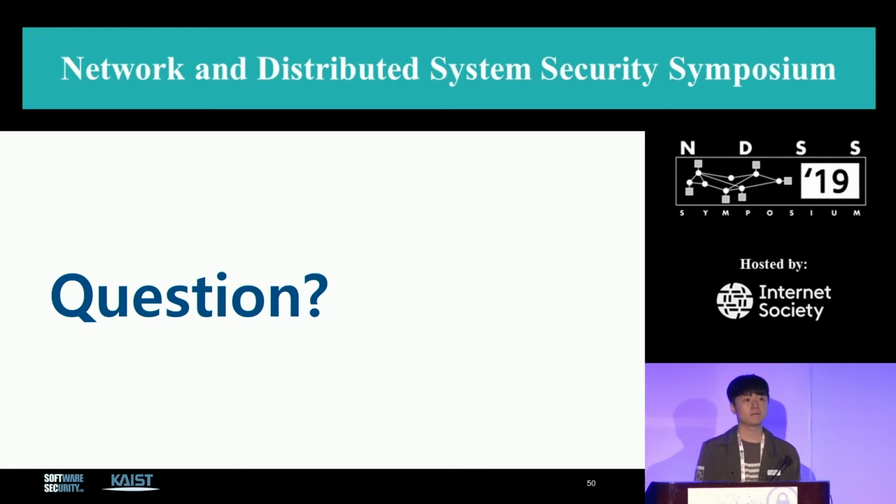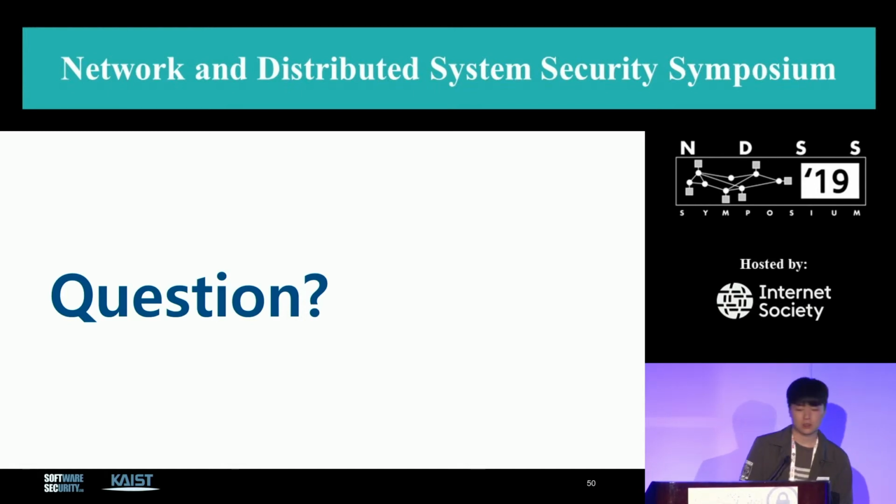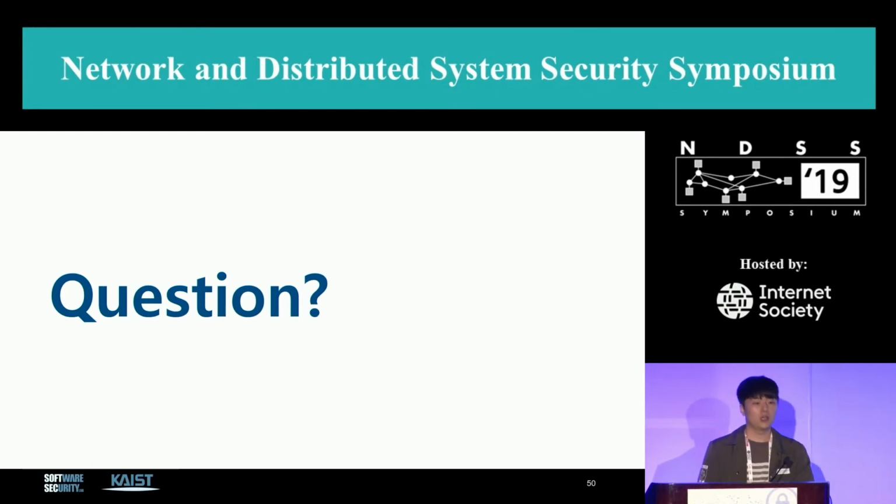Bo from Northeastern. I'm wondering what kind of bugs you find from those JavaScript engines. Are they buffer overflow or other kinds of bugs? Many of them were type confusion due to incorrect JIT compilation, and out-of-bound access.